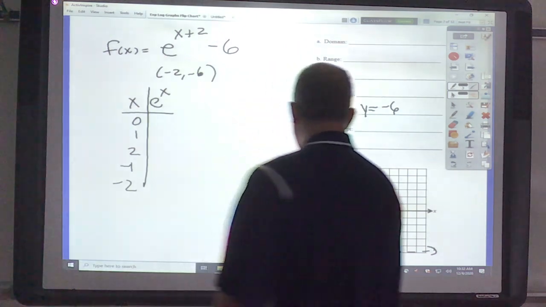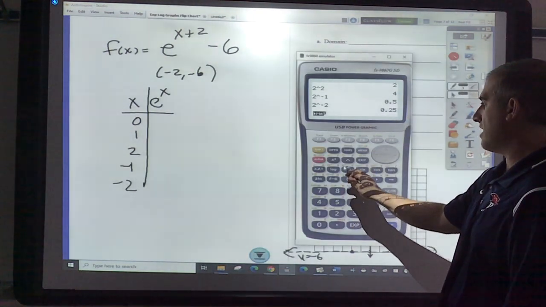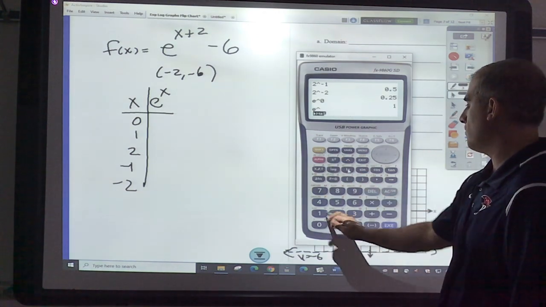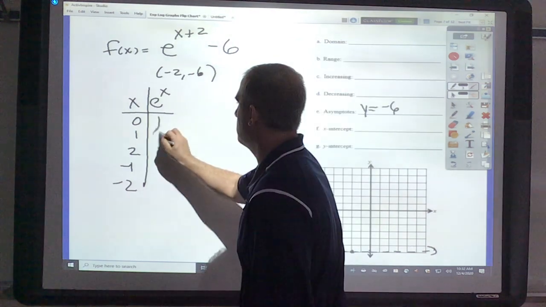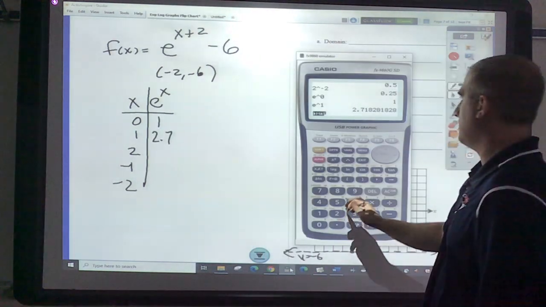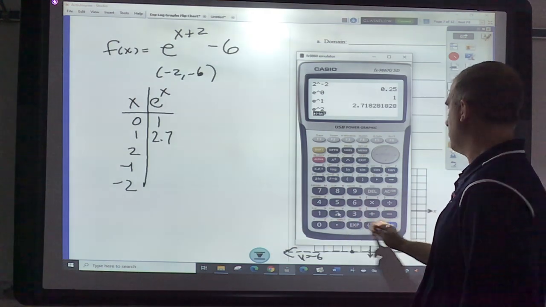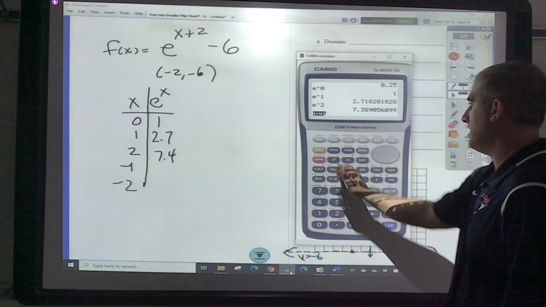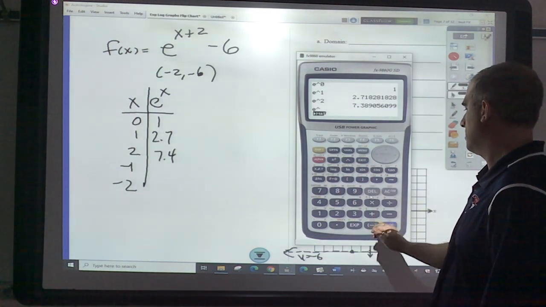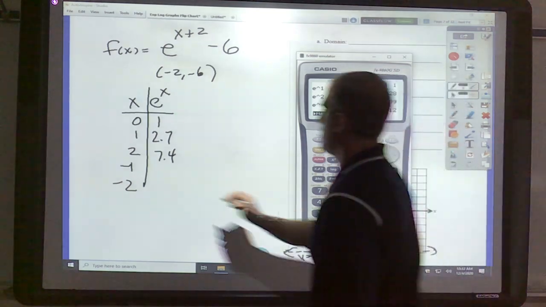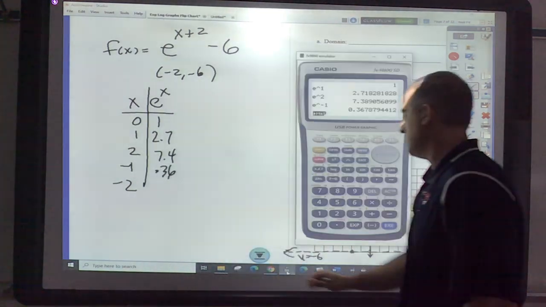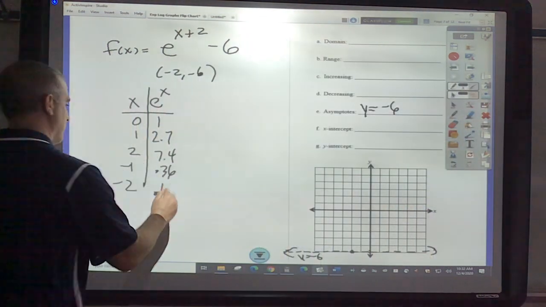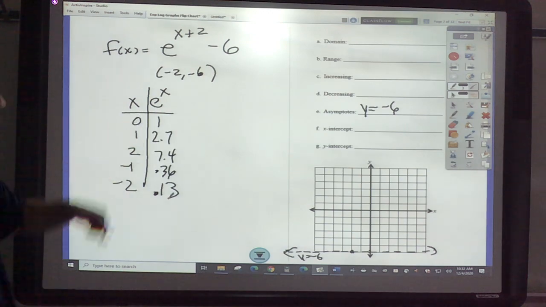All right, so if you want to fill that in, the e is located right here at the natural log, so shift e, e to the 0 is 1, e to the 1 is 2.7, okay? E to the second is 7.3 or 7.4, we'll just go ahead and round that up. Okay, e to the -1 is 0.36, and e to the -2 is 0.13. Okay, so everything's graphed the same.